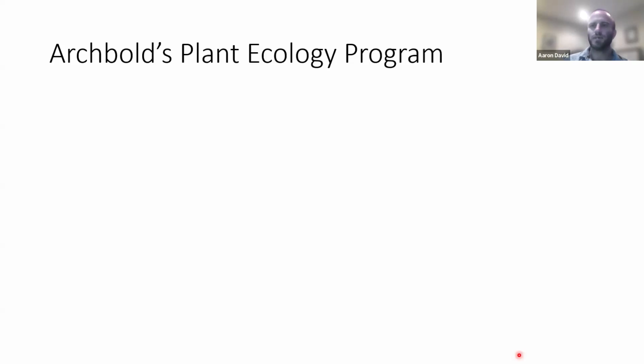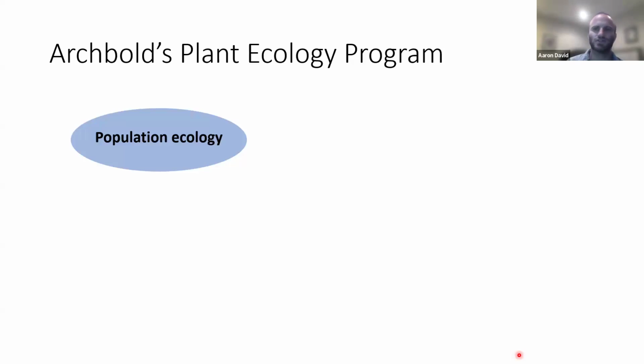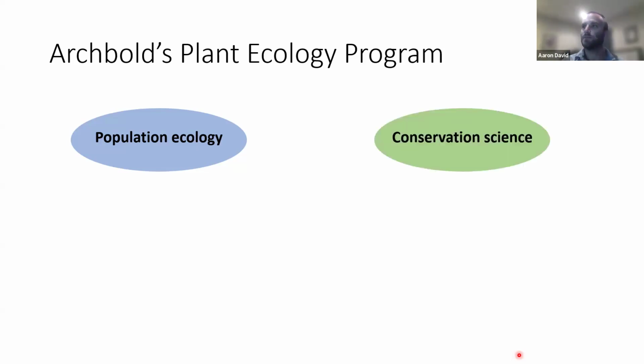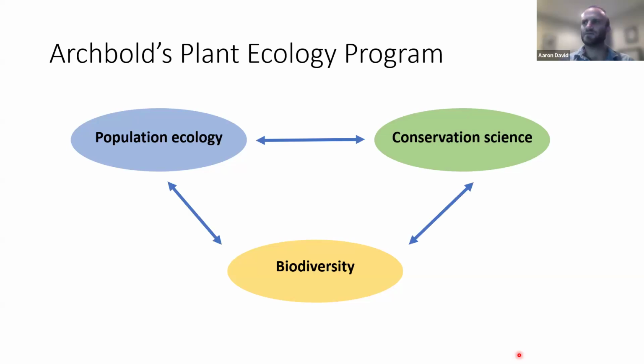This is Archbold's plant ecology program. So I'm the program director of this. We focus in 3 major areas. The first is population ecology, so basically the science of how populations increase, decrease, or otherwise change. The conservation science, so a very related idea of how we can manipulate that population ecology to conserve the species of interest. And then just generally biodiversity research, documenting a lot of the biodiversity that we have here on the Lake Wales Ridge and surrounding areas. And of course, these aren't really isolated topics, and there's a lot of interchange between them.